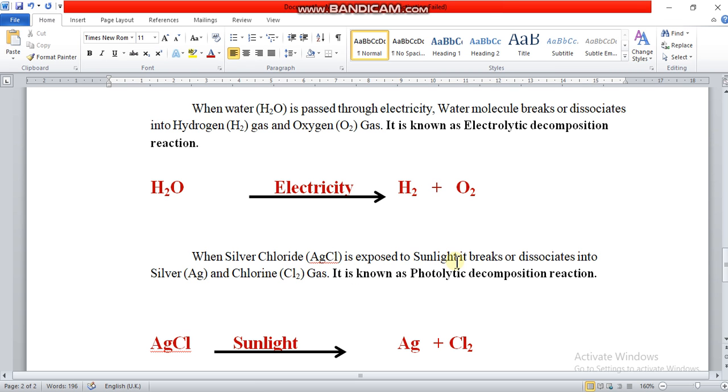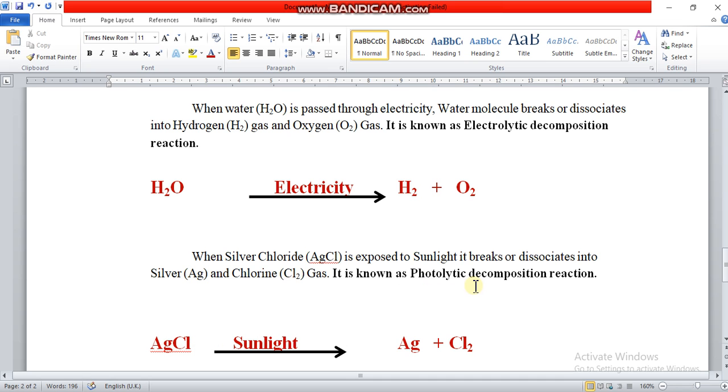If we take some silver chloride in a dish, a petri dish, on paper or on a plate, and expose it to sunlight, what happens? After some time there is a change in color, which means the substance is broken down into silver and chlorine gas. Here sunlight is used to break silver chloride, so it is known as a photolytic decomposition reaction.